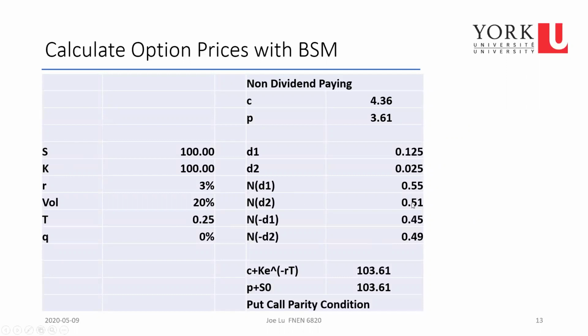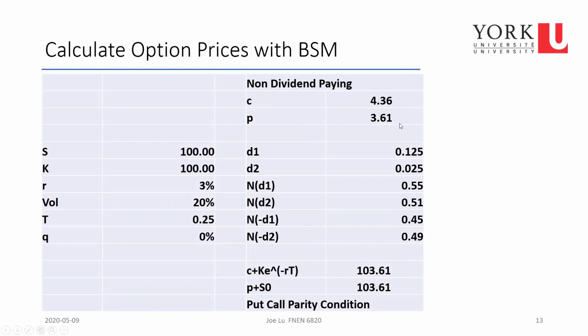Now, you can just put in the formula for d1. So you'll be able to calculate what d1 is, d2 is. And then Excel allows you to calculate the N function. So you have N(d1), N(d2), N(minus d1), N(minus d2). So you will get those values as well. Then put in the formula of a call. So you will get the call price and the put price.